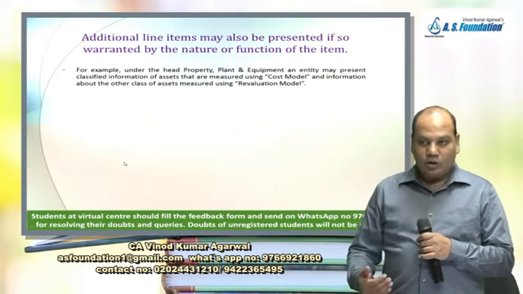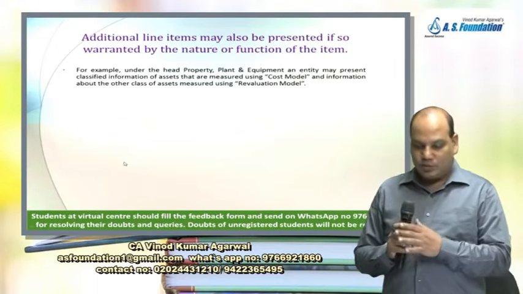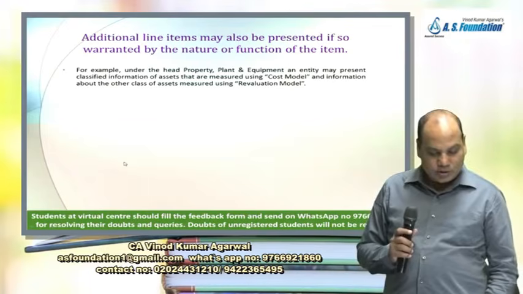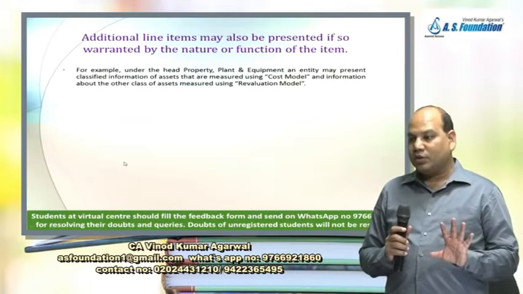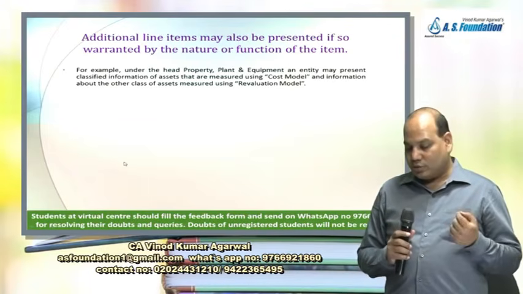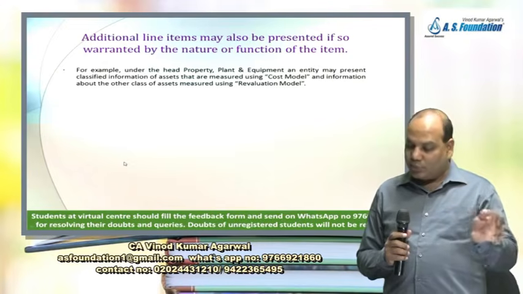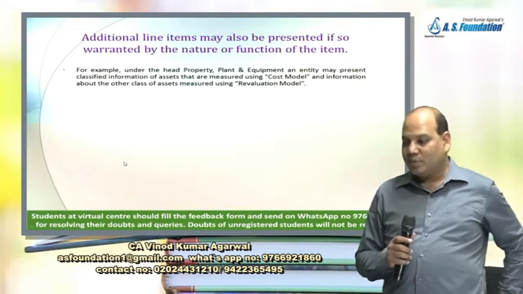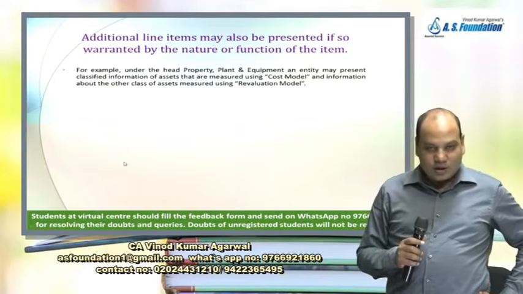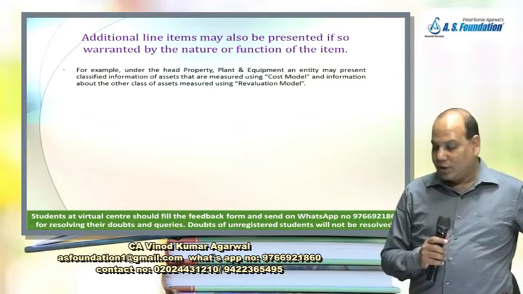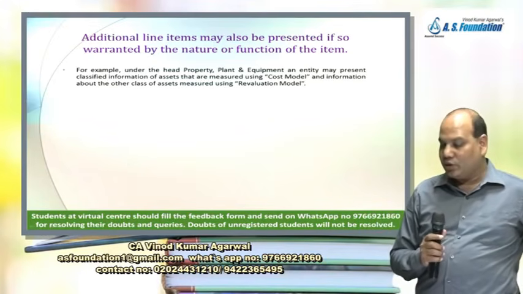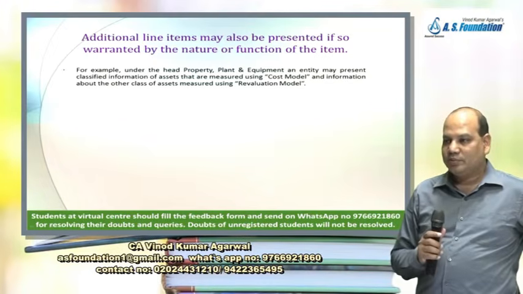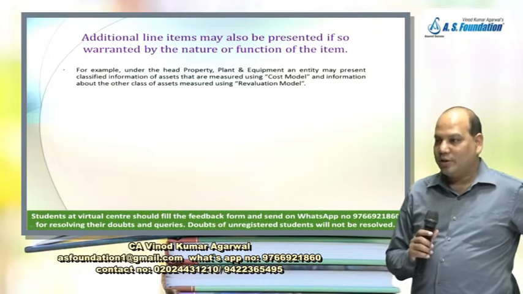We are going to read a long list of items to be shown in the SOFP, but remember that list is not exhaustive. How much can they write? Additional line items may also be presented. This line is printed in the note: additional line items may also be presented if so warranted by the nature or function of the item. You can add some more line items if required.